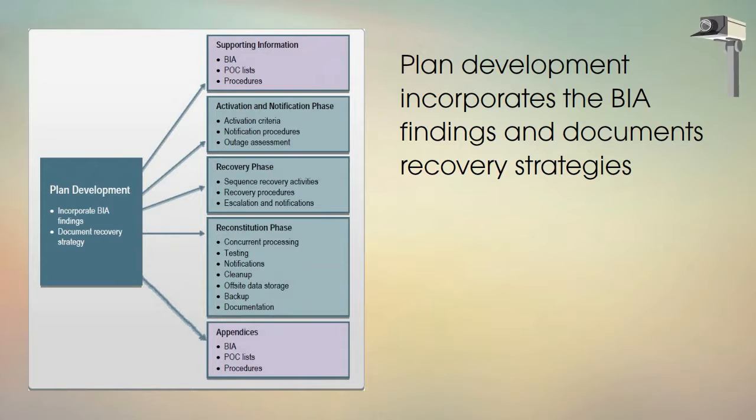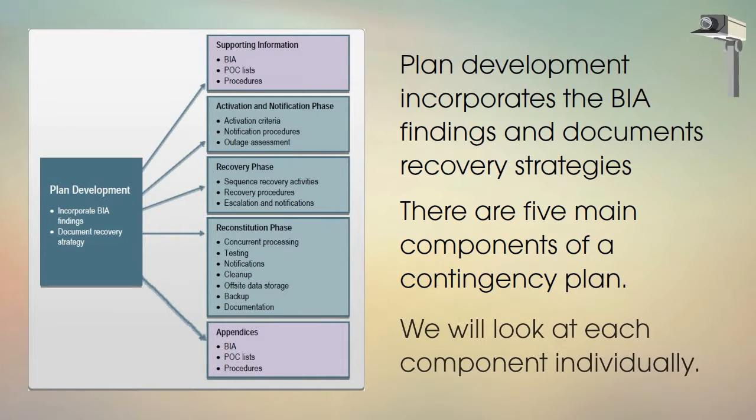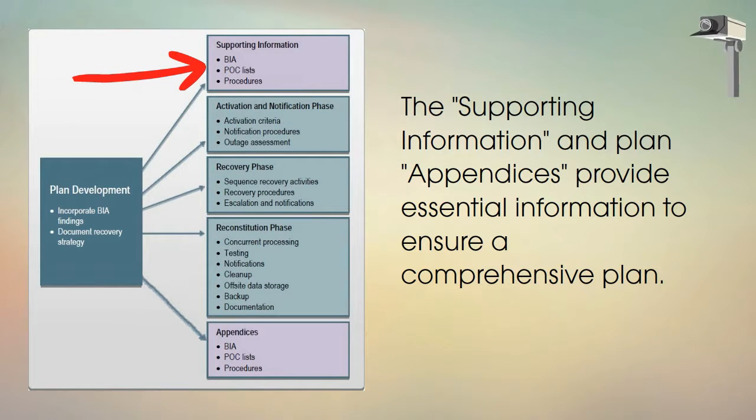Plan development incorporates the BIA findings and documents recovery strategies. There are 5 main components of a contingency plan. We will look at each component individually. The supporting information and planned appendices provide essential information to ensure a comprehensive plan.